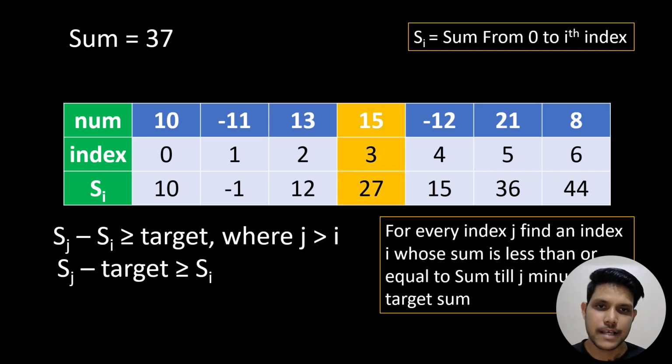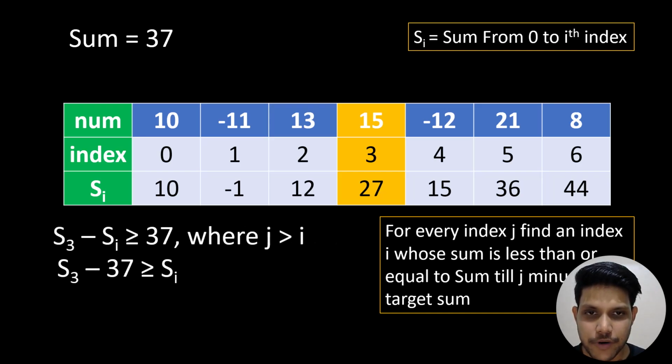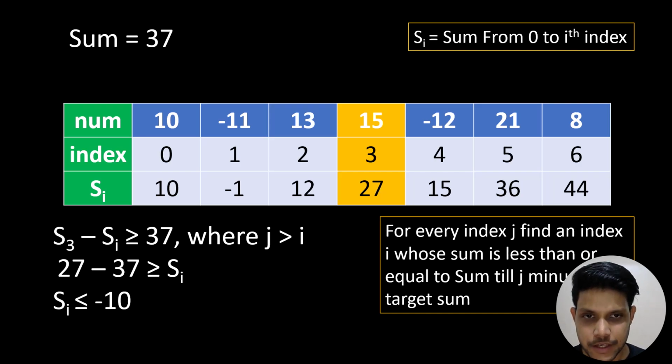So let's take an example. At index 3, what are we trying to find? At index 3, we are trying to find if s of 3 minus s of i is greater than or equal to 37. Now we need to find an index whose sum is less than or equal to s of 3 minus 37. So we put the value of s of 3, which is 27.